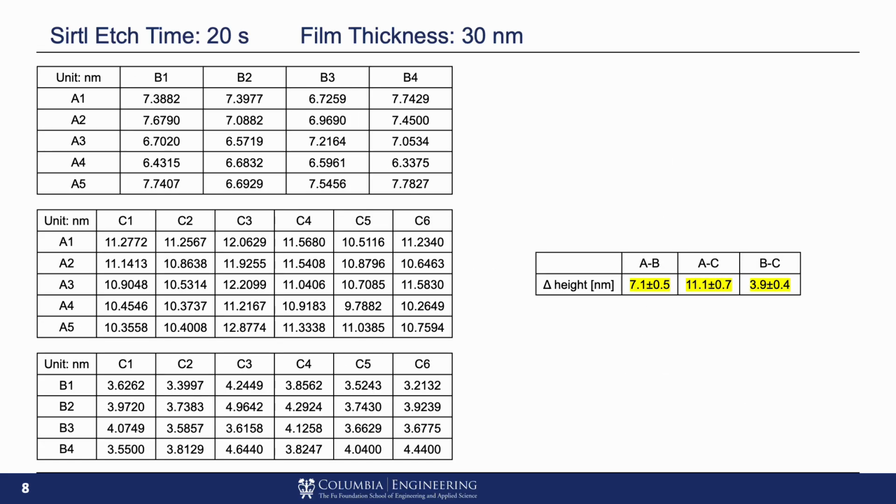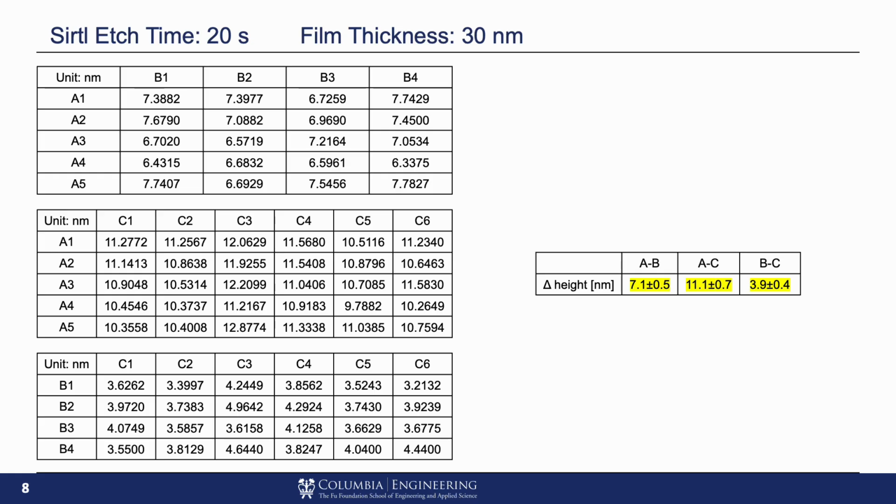Here I summarize the quantitative results for the 20-second etched sample. After averaging over all pairings, the height differences are approximately: A to B, 7.1 plus or minus 0.5 nanometers; A to C, 11.1 plus or minus 0.7 nanometers; and B to C, 3.9 plus or minus 0.4 nanometers.